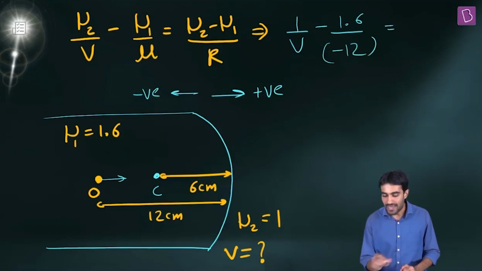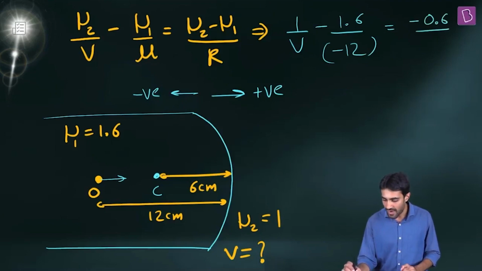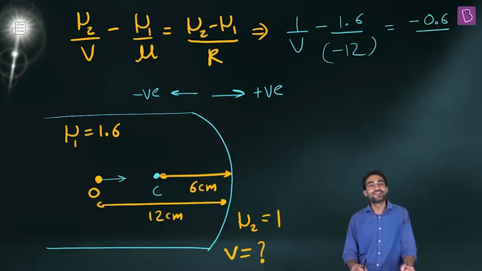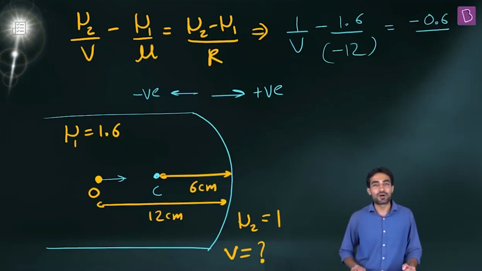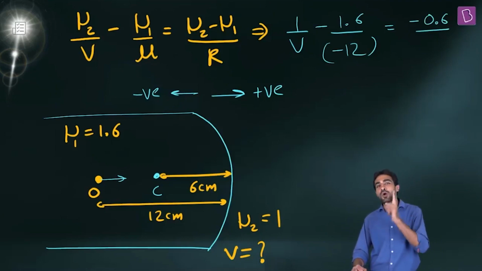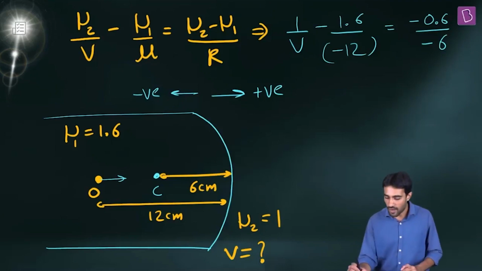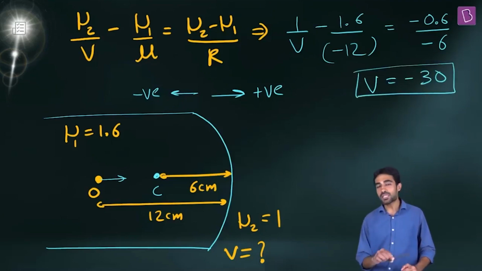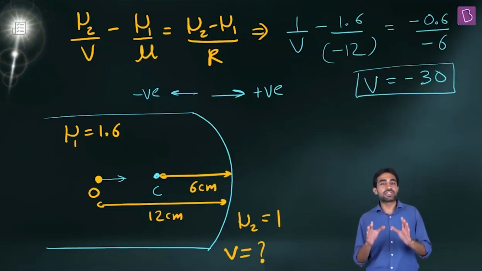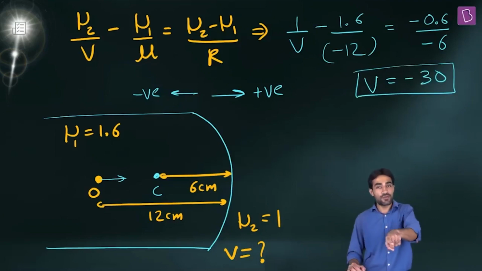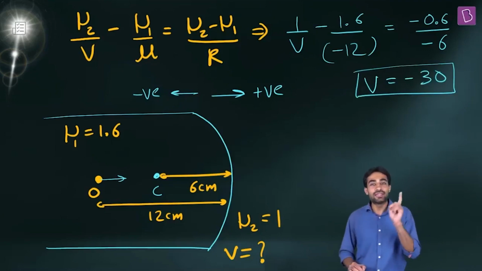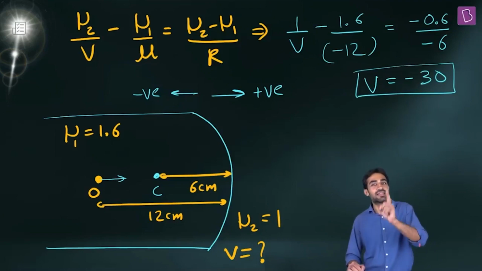And then we have mu2 minus mu1, which is nothing but minus 0.6, divided by R. What is R? Is it positive or negative? It is negative because the center of curvature is on the negative side. So R is minus 6. Now from this we can find out what is V. V comes out to be minus 30 after some calculation. So image is at a distance of 30 centimeter from the surface. But image is lying on the negative side. Minus 30 means negative side.